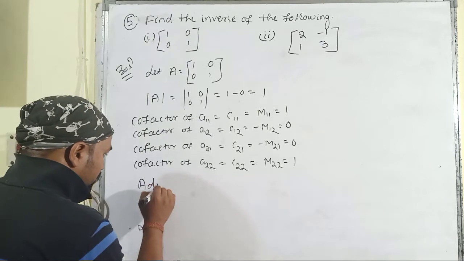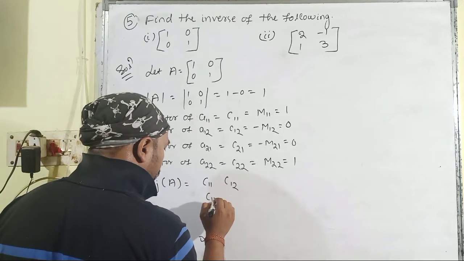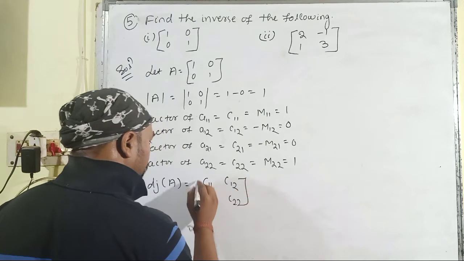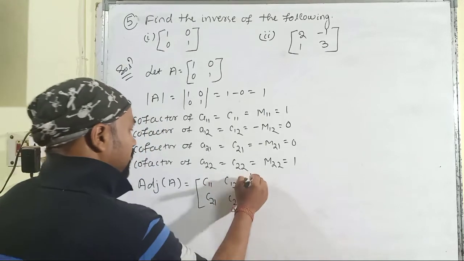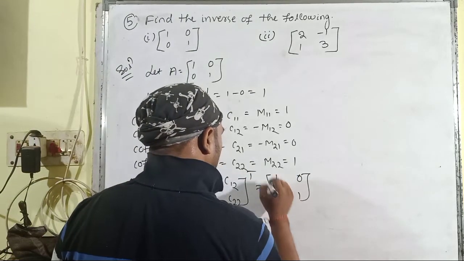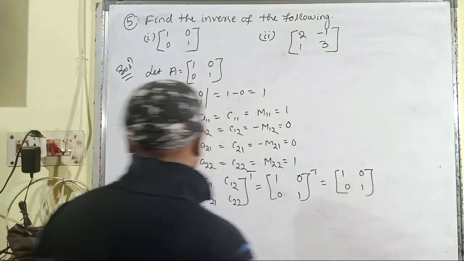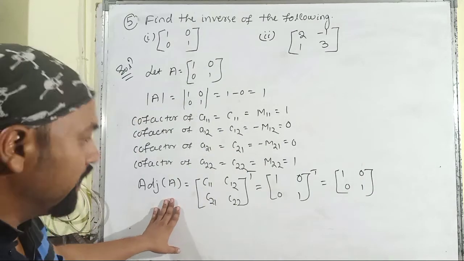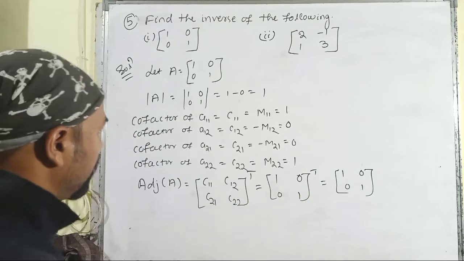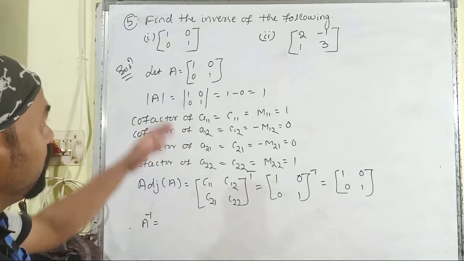Then adjoint of A is equal to the transpose of the cofactors of the elements of the given matrix. So it is equal to [1 0; 0 1], and its transpose. That means again it is [1 0; 0 1]. Adjoint of A is determined by interchanging the rows into columns or the columns into the rows. Then we have to find out the final solution as required.